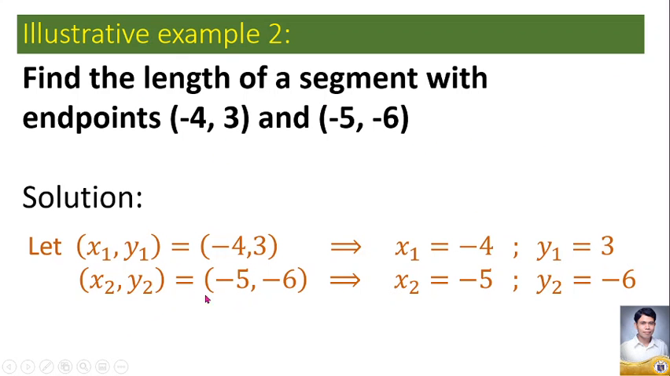Now let's have another illustrative example. We're going to find the length of a segment with endpoints (negative 4, 3) and (negative 5, negative 6). Here, we're going to let the first point, (x sub 1, y sub 1), be the point (negative 4, 3). It implies here that x sub 1 equals negative 4, while y sub 1 equals 3. And the second point, (x sub 2, y sub 2), equals (negative 5, negative 6). It implies here that x sub 2 equals negative 5, while y sub 2 equals negative 6.